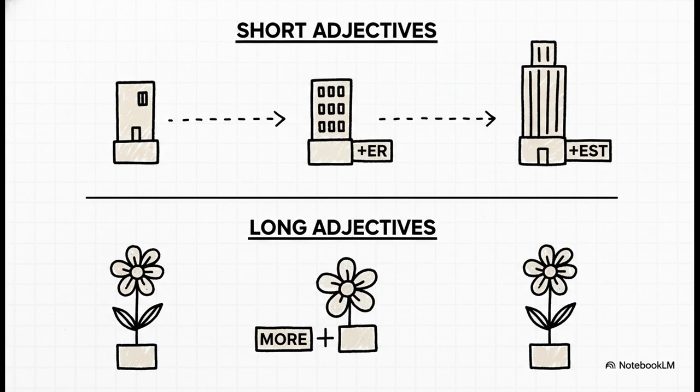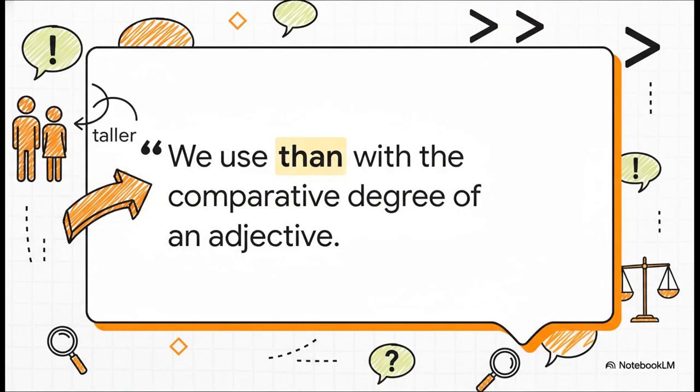So tall becomes taller and then tallest. But for longer adjectives like beautiful or interesting, we don't add anything. Instead, we use the words more and most before the adjective, so it becomes more beautiful and most beautiful. Now, this is a very, very important point. Whenever you use a comparative adjective, you must remember to use the word "than" right after it. For example, "She is taller than him."